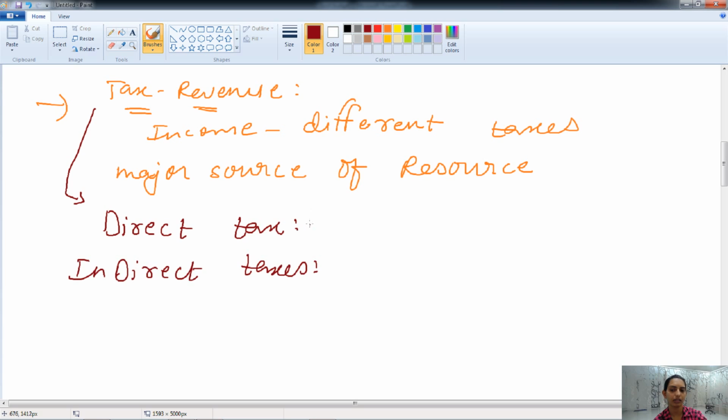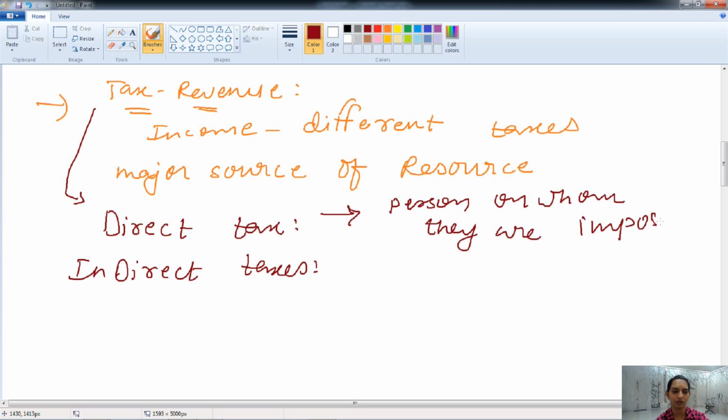Okay, so over here the direct taxes are those taxes that are paid by the person on whom they are imposed. The taxes are imposed on them and they are liable to pay those taxes. The direct taxes cannot be shifted to someone else.